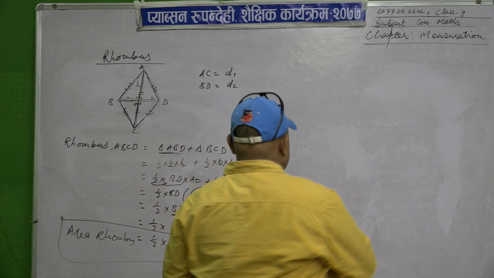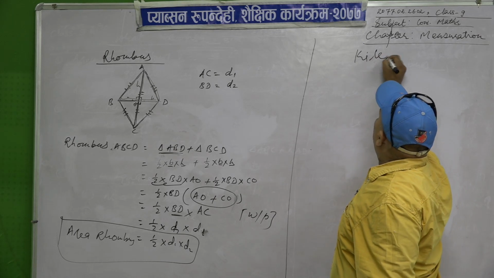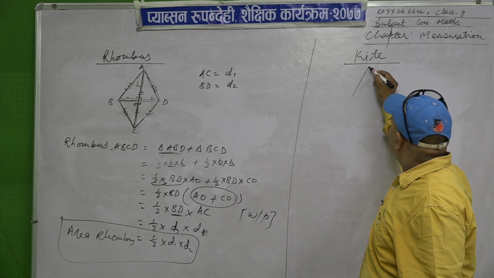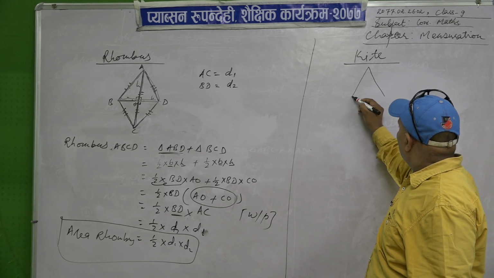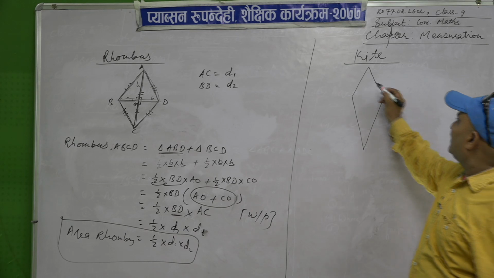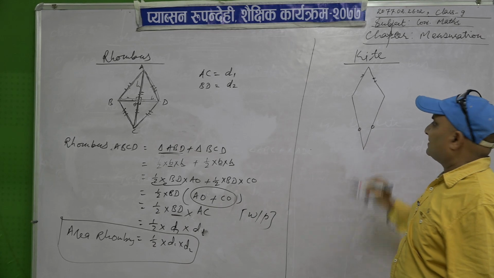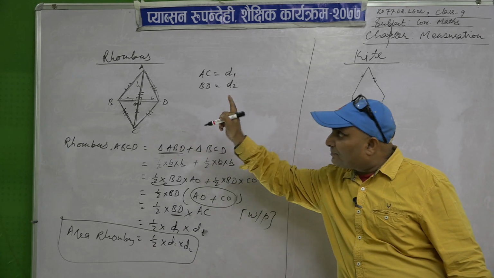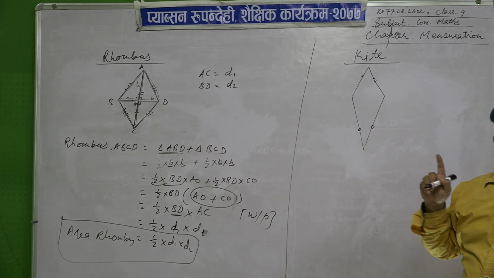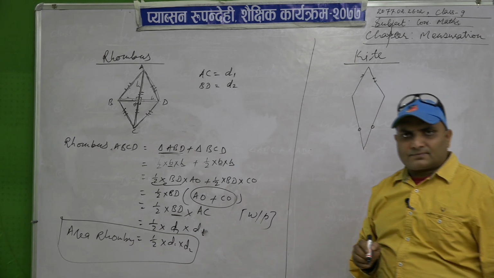Okay. Now, come to the area of a kite. This is a kite. Now, see, first of all, what is a kite? In a kite, these two adjacent sides are equal and these two adjacent sides are equal. Whereas a rhombus is a parallelogram in which all sides are equal, but a kite is not a parallelogram. A kite is a quadrilateral in which these two adjacent sides and these two adjacent sides are equal.